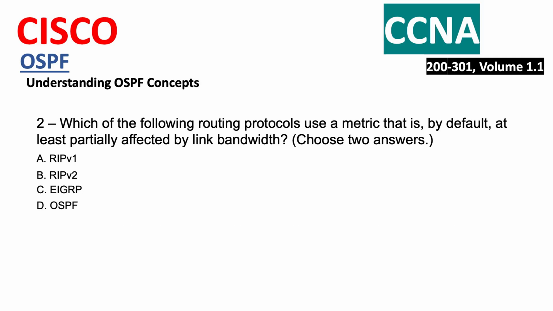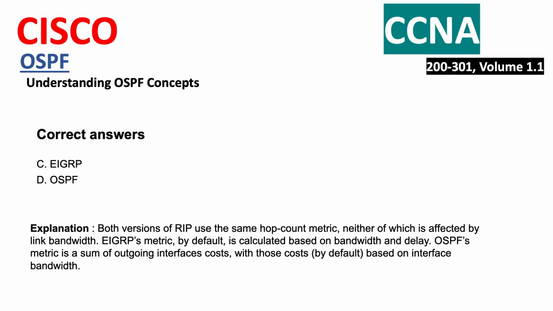Question 2. Which of the following routing protocols use a metric that is, by default, at least partially affected by link bandwidth? Choose two answers. A. RIPv1, B. RIPv2, C. EIGRP, D. OSPF. Correct answers C. EIGRP and D. OSPF. Both versions of RIP use the same hop count metric, neither of which is affected by link bandwidth. EIGRP's metric by default is calculated based on bandwidth and delay. OSPF's metric is a sum of outgoing interface costs, with those costs by default based on interface bandwidth.